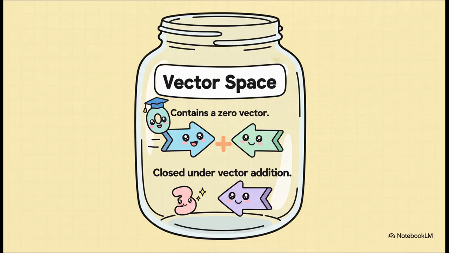That's just a fancy way of saying if you take any two vectors from inside the space and add them, the result has to land inside that same space. And same thing for scalars. You scale a vector and it can't just suddenly jump outside the lines.